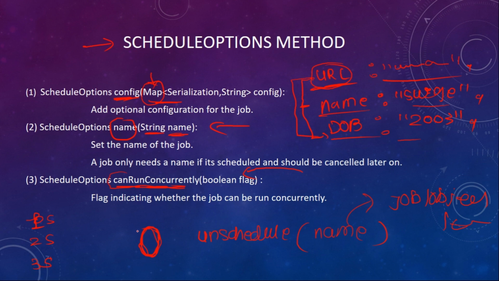Right now, only one scheduler will execute one task. But now I want it to be executed by this one as well and this one as well, simultaneously. Then you can simply use this canRunConcurrently and set it to true. So it will execute at a time. This scheduler can access this task, the second scheduler also accesses it, and the third scheduler also accesses this object. Got it?